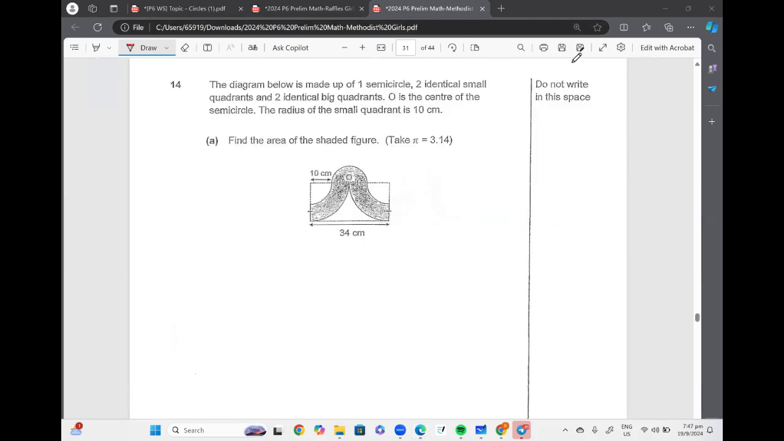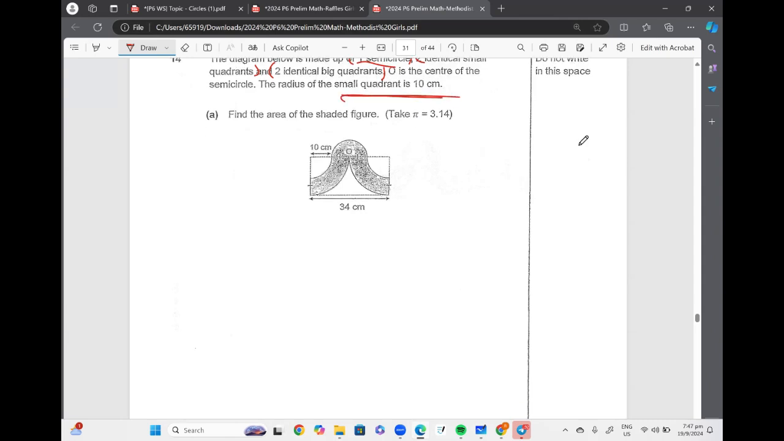The diagram below is made up of one semicircle, 2 identical small quadrants and 2 identical big quadrants. Okay, identify what is in the diagram. O is the center of the semicircle. The radius of the small quadrant is 10 cm. So find the area of the shaded figure.